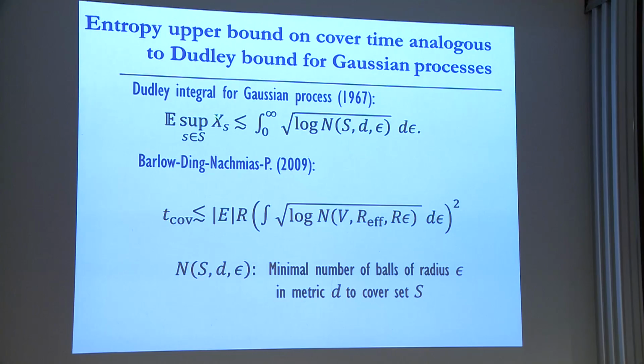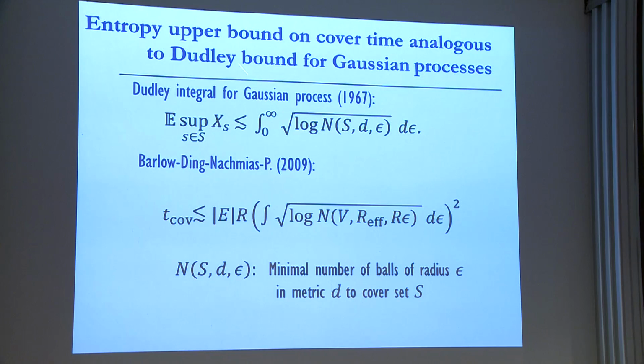Many of you know Gaussian processes. X_s is a Gaussian process. The metric we use on the Gaussian process is just the metric given by the standard deviation. So the distance between two points is just the L2 distance between the corresponding Gaussian variables. This was a theorem of Dudley in '67, which was almost sharp. It is usually a very good bound, but it's not exactly sharp.